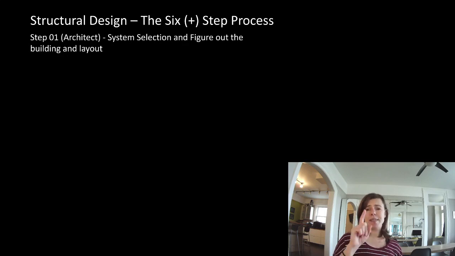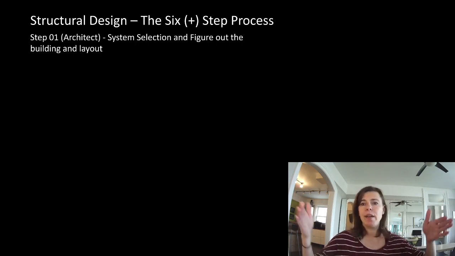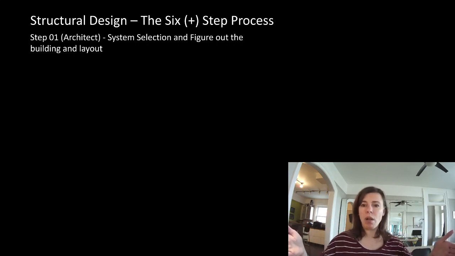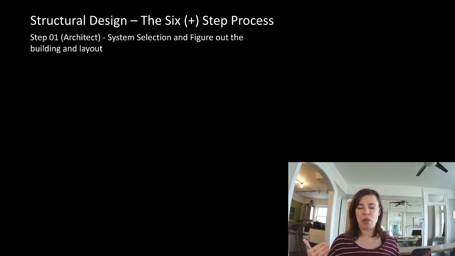All right. Let's make it a little bit more in-depth here. The first step, the architect selects the system and figures out the building and layout. So, you know, I'm gonna have a door over here, I'm gonna use this footprint of my building, I'm gonna have walls along here and windows along here. I can have an elevator in the middle.